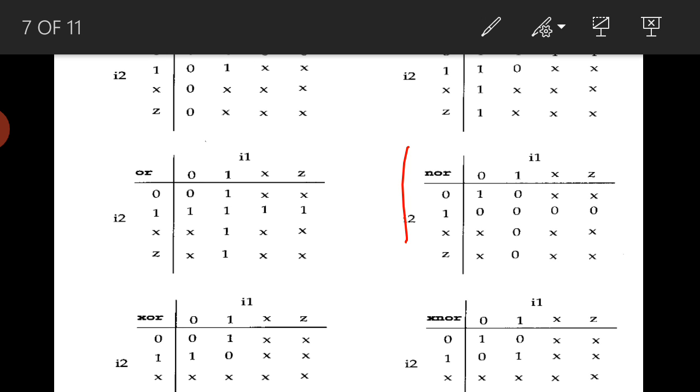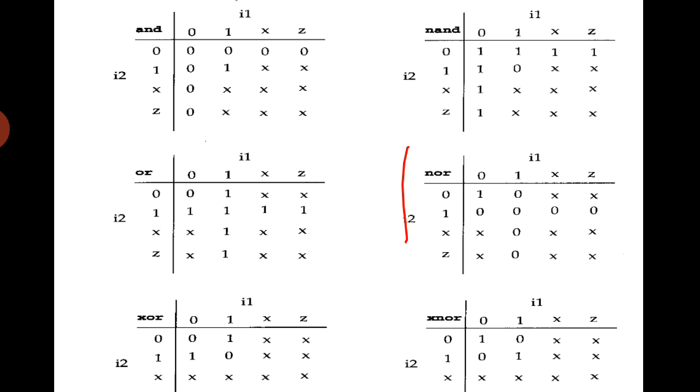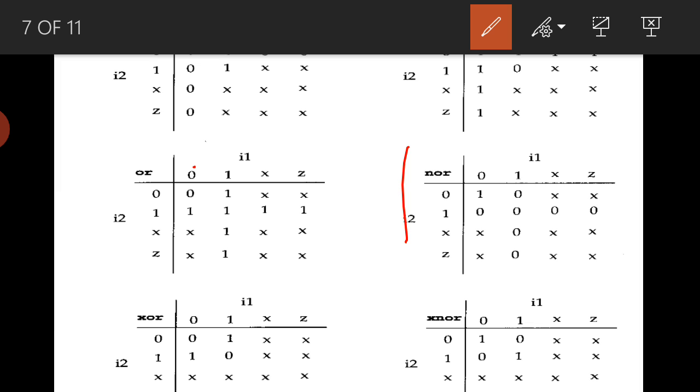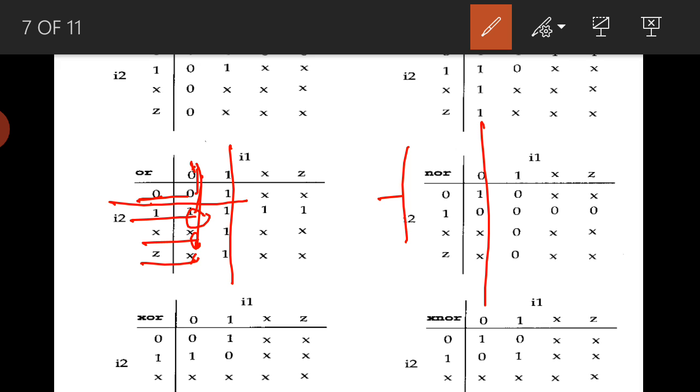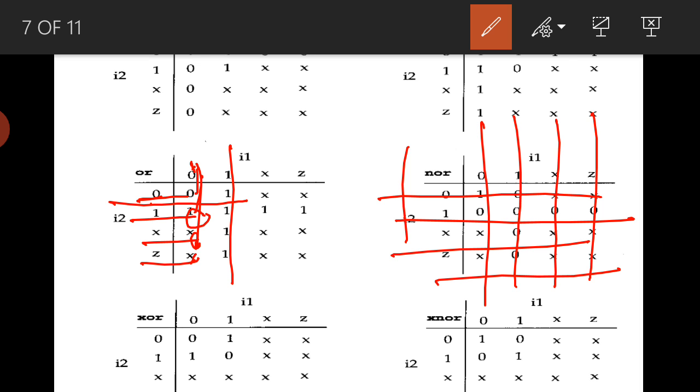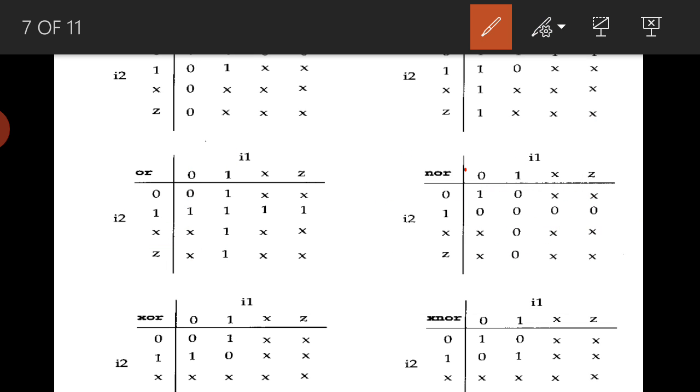For the AND gate, if I1 and I2 are both 0, the output is 0 correspondingly. For this input and this input, this is the output. It is basically the vertical lines and the horizontal lines; this is how we need to read it. Let us take the OR gate first.